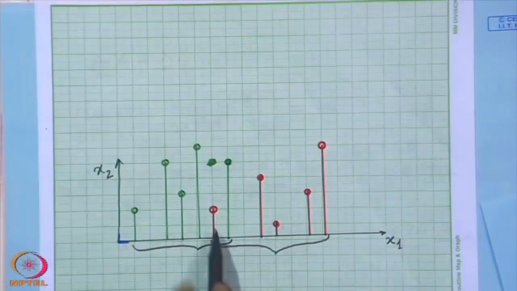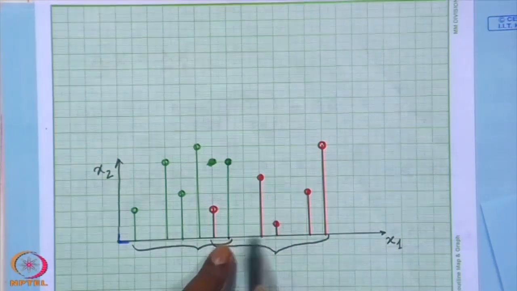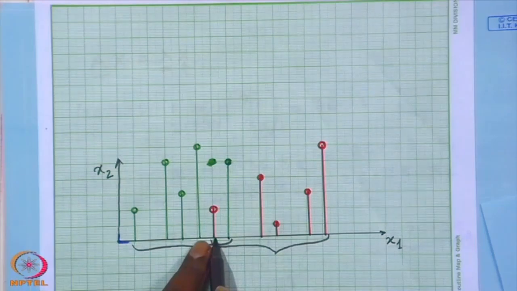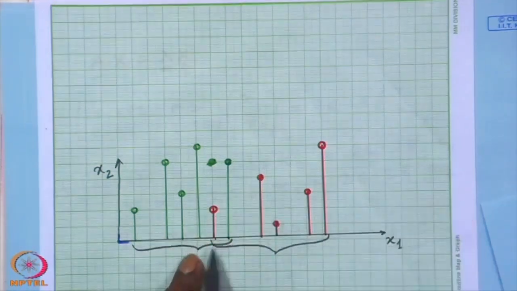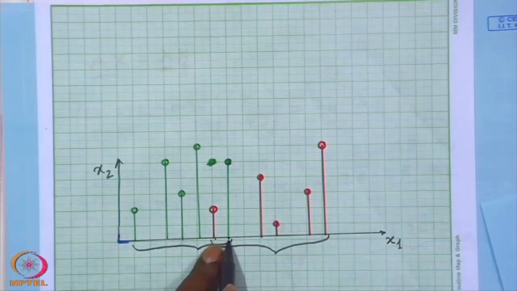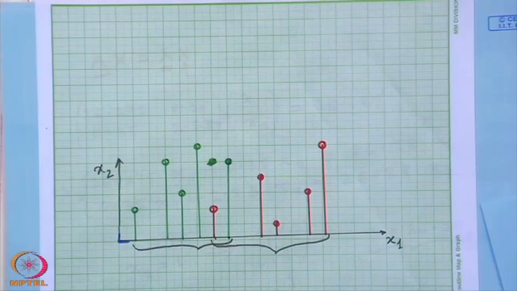So, the feature vector from class omega 1 is over here, whereas the feature vector from class omega 2 is over here, whereas the rest of the feature vectors which are projected onto the other side, the rest of the feature vectors from class omega 1, are projected onto the other side. So, I have a mixing of the projected feature vectors onto a lower dimensional space.